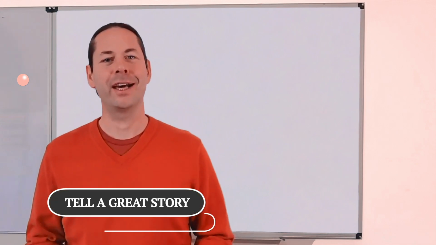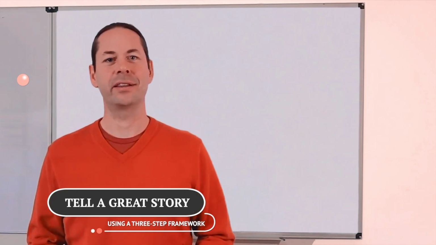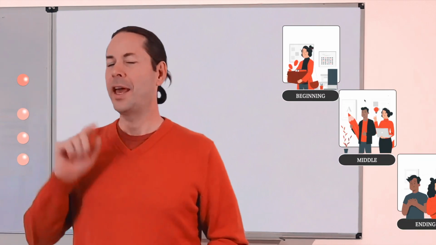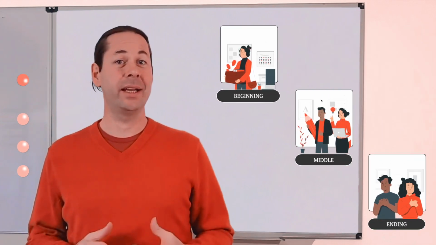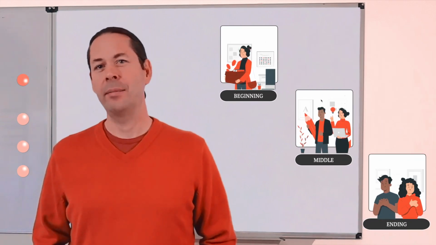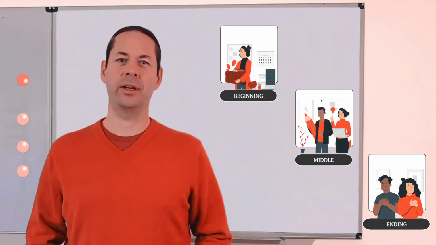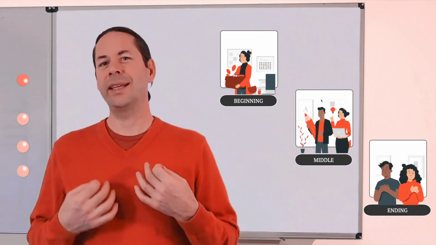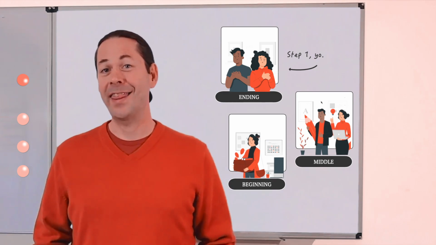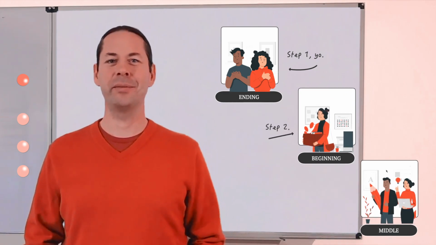I'm going to show you how to tell a great story using a 3-step framework. Every story has a beginning, a middle, and an end, but we're going to create it in a different order. We're going to decide what the ending is first, and then the beginning, and then we'll finish with the middle.